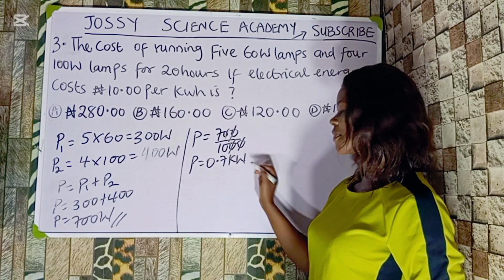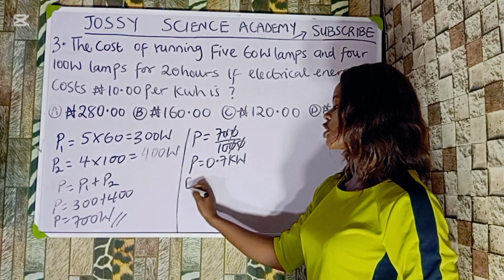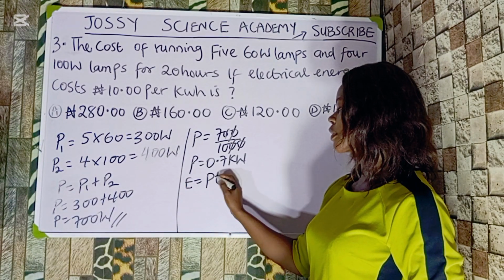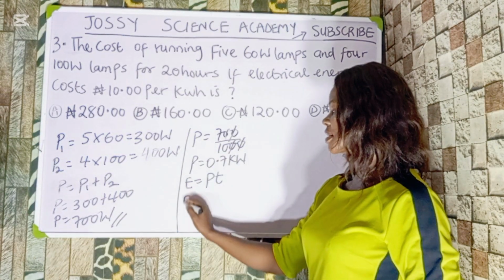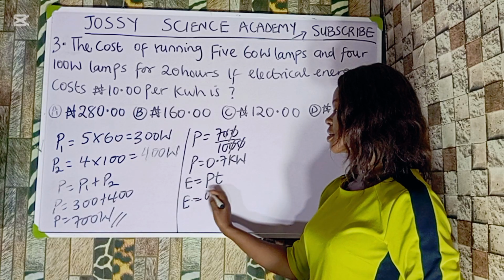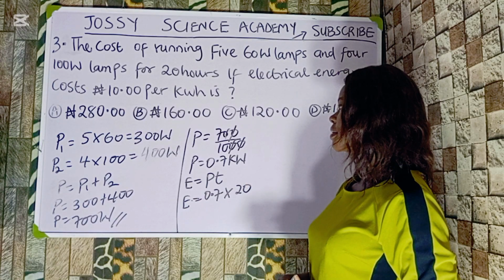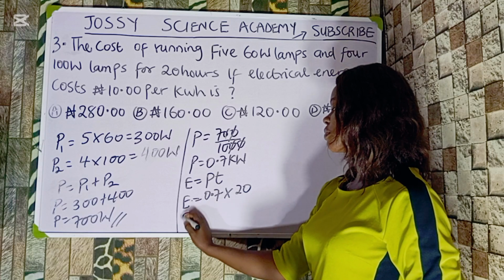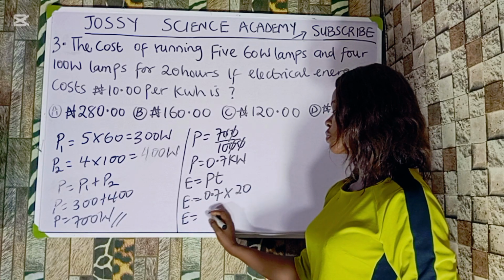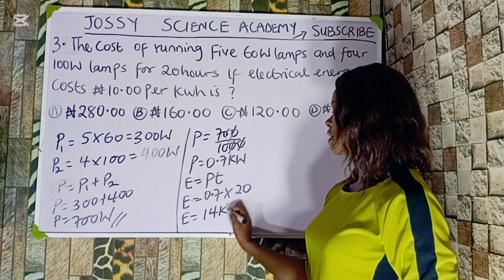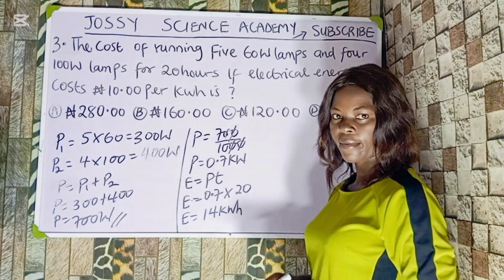0.7 kilowatts. Now the electrical energy is equal to power multiplied by time. That is 0.7 multiplied by 20 hours. That will give me the energy to be 14 kilowatt hour, right?